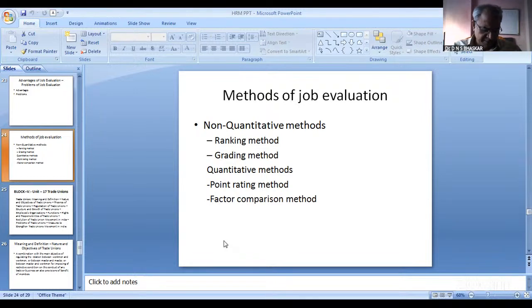Then coming to another one, that is the organizational chart method. A predetermined organizational chart is evaluated, in which all the jobs are fitted in a sequential manner, which shows the authority and responsibility relationship among them.